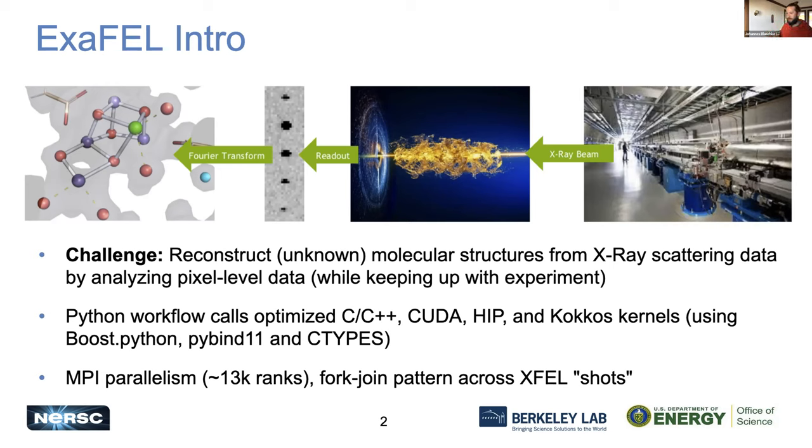And just as a note here, we're using MPI to distribute data in a parallel fashion using a fork-join pattern. So the idea is you get a batch of images, you fork across them, you iterate with your data analysis, and then you do some reduction operation usually, and that will give you your structure.